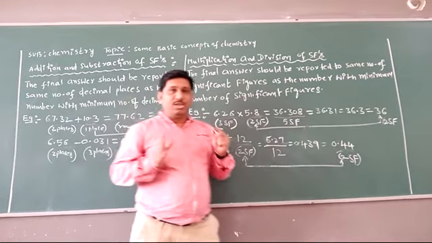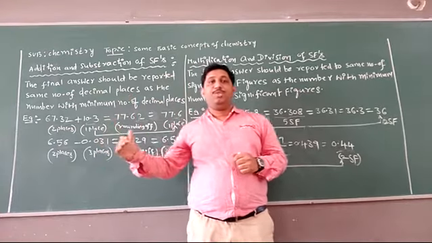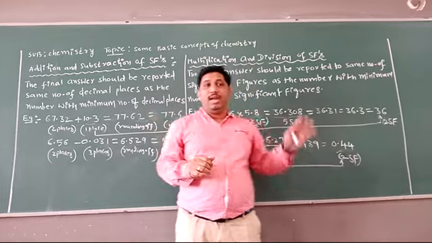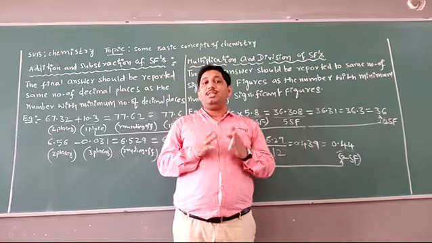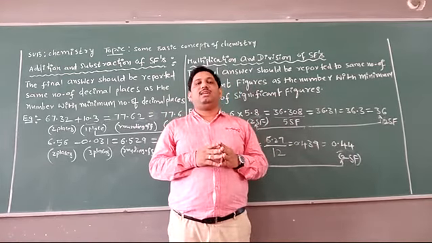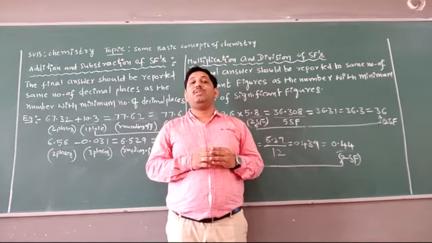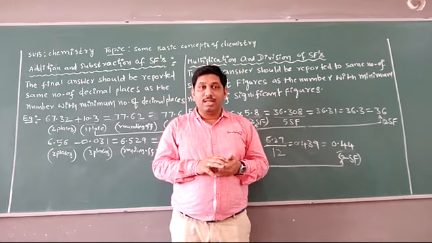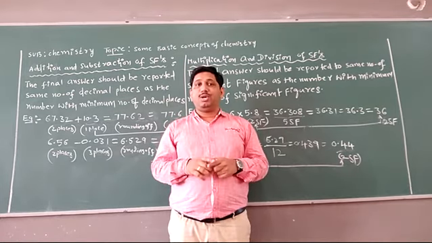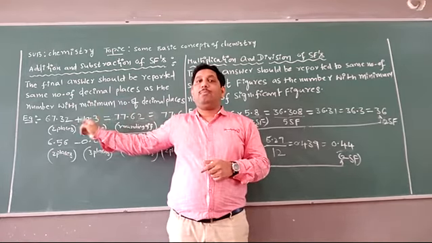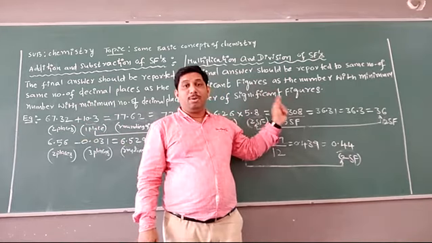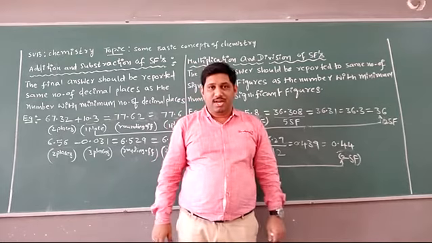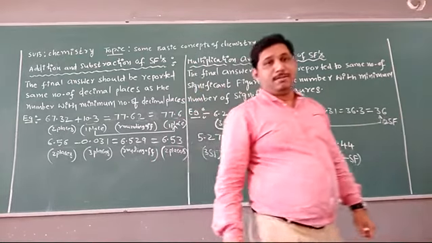Remember, student, in addition and subtraction we consider the number with the minimum number of decimal places, whereas in multiplication and division we consider significant figures. The number with the minimum number of significant figures will be considered while reporting the final answer. Here is the variation, student: in addition and subtraction, decimal places are considered. In multiplication and division we consider the number of significant figures. Okay students, copy this.